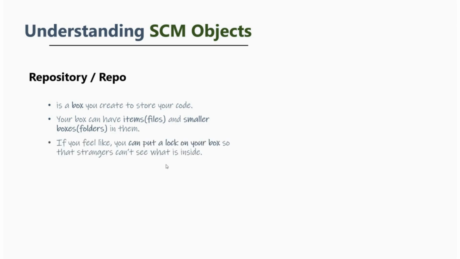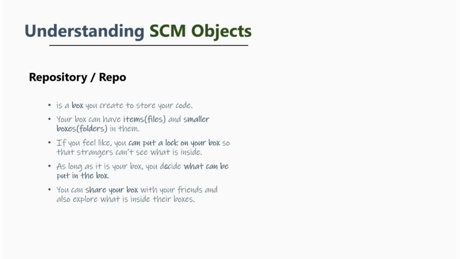That makes sense? If you feel like at any point of time, you can put a lock onto your box so that strangers cannot see what is inside of your box. That definitely is helpful when you don't want other people messing around with your box or your repository. The next important thing is, as long as it is your box, you get to choose what can be put inside your box and nobody else. So that is definitely an inferred statement from point number 3, that as long as it is your box, you get to choose what can go inside the box.